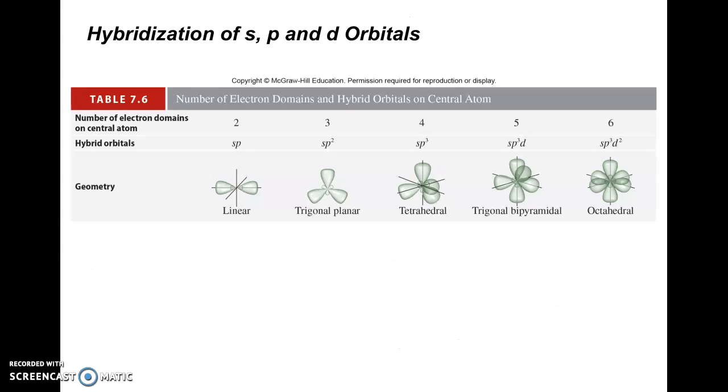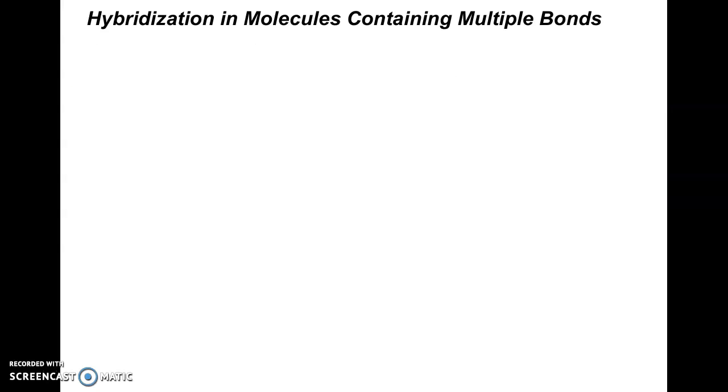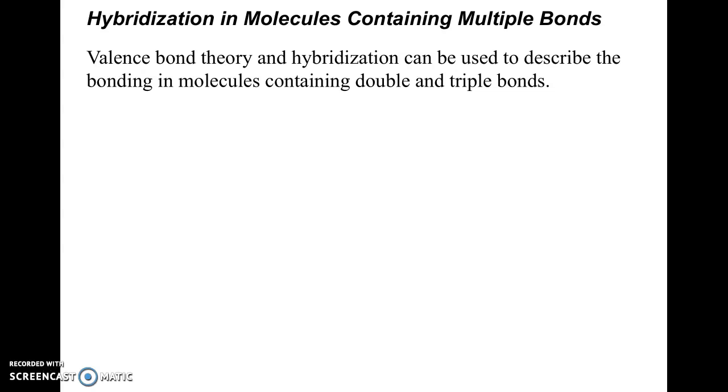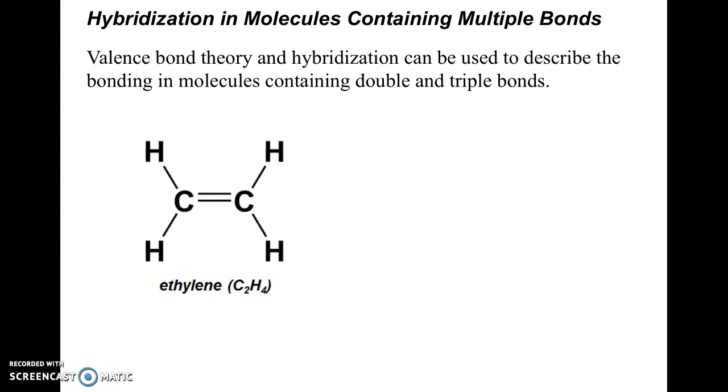All right, so here's some pictures of what we think these orbitals look like. It's just sort of a for instance, not exactly something you need to memorize. Okay, if you have double bonds, you get a little bit different picture. So we're going to look at ethylene.